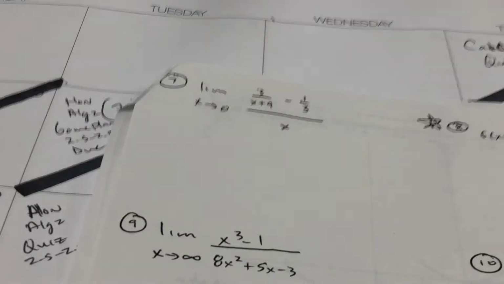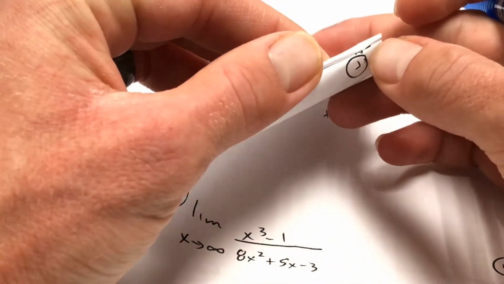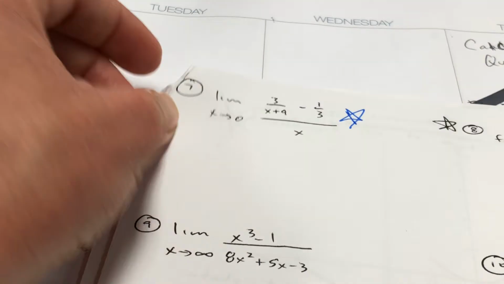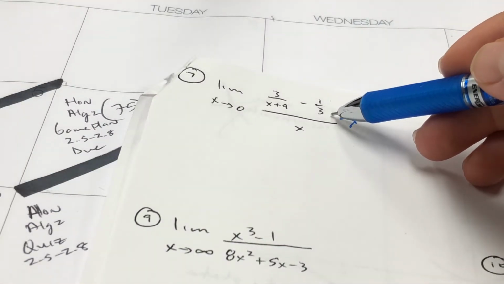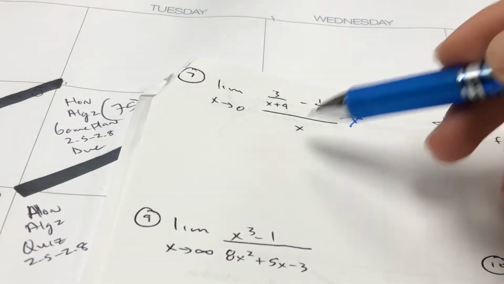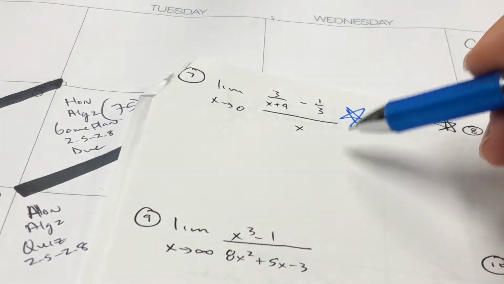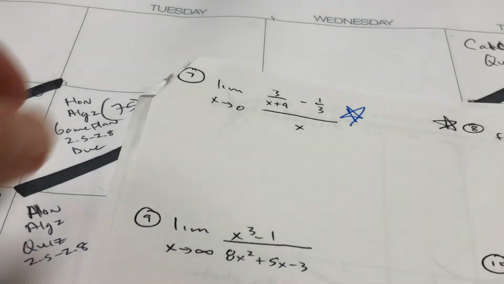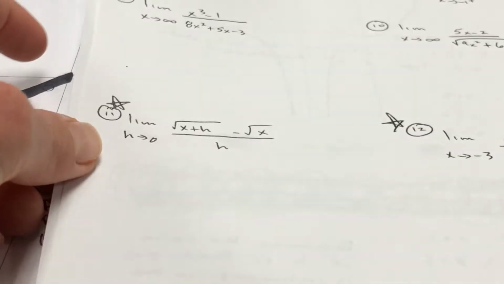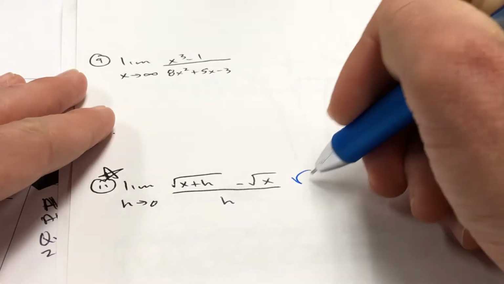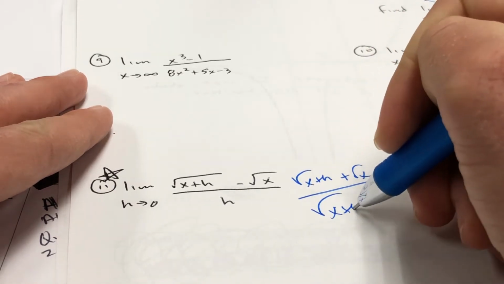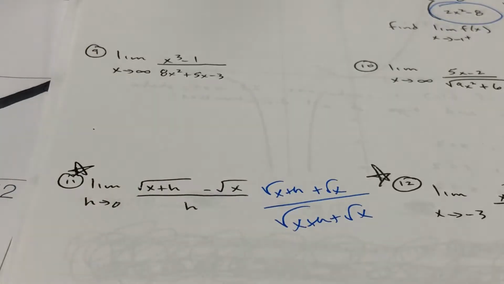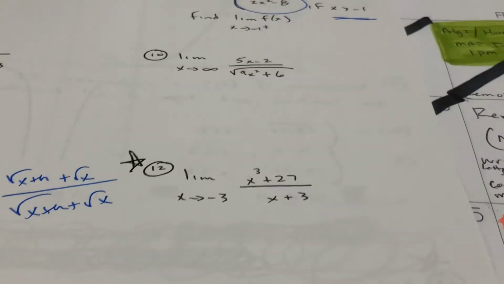Well, 7 should be starred. You star 7. All right, what you would do is multiply this by x plus 9 over x plus 9. Then you get some canceling of sorts, but 7 should be starred. On 11, what would be the conjugate? It would be root x plus h plus root x. All right. Multiply top and bottom by that and see what happens.